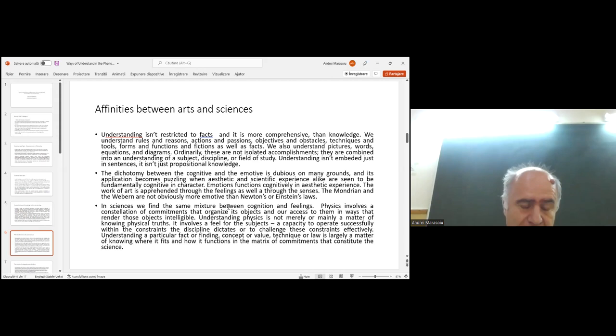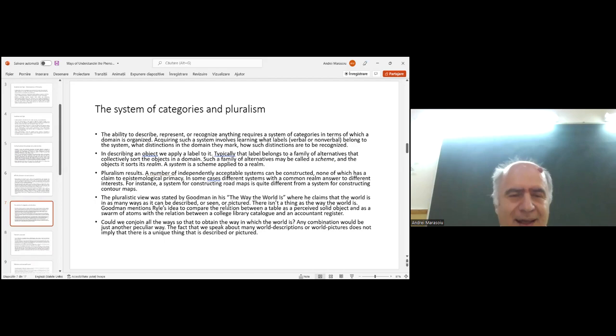Understanding a particular fact or finding, concept or value, technique or law is largely a matter of knowing where it fits and how it functions in the matrix of commitments that constitute the science. If we try to develop this perspective, then we have to talk about the so-called system of categories and the consequence of this theory, the plurals.